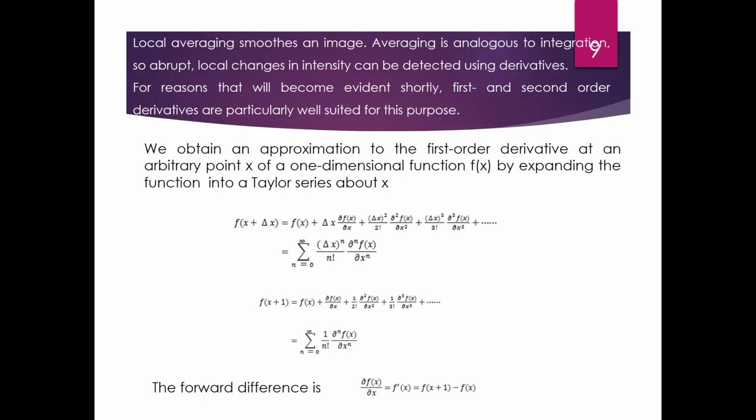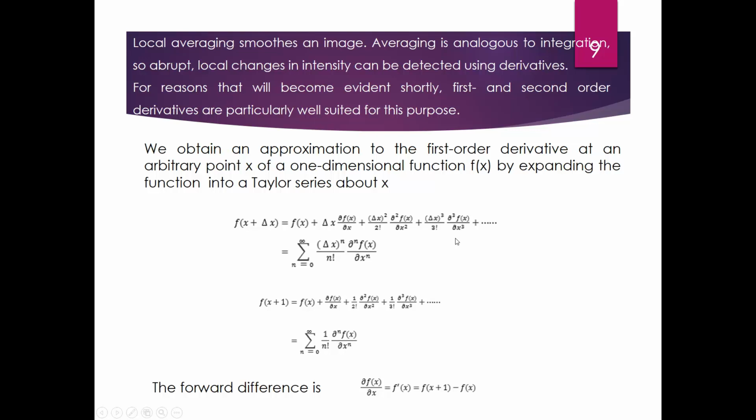So before discussing discontinuity based image segmentation, we have to learn what the first order derivative and the second order derivative are in terms of image processing. We obtain an approximation to the first order derivative at an arbitrary point x of a one-dimensional function f(x) by expanding the function into a Taylor series. For example, f(x plus delta x) can be expanded as present in this expression.